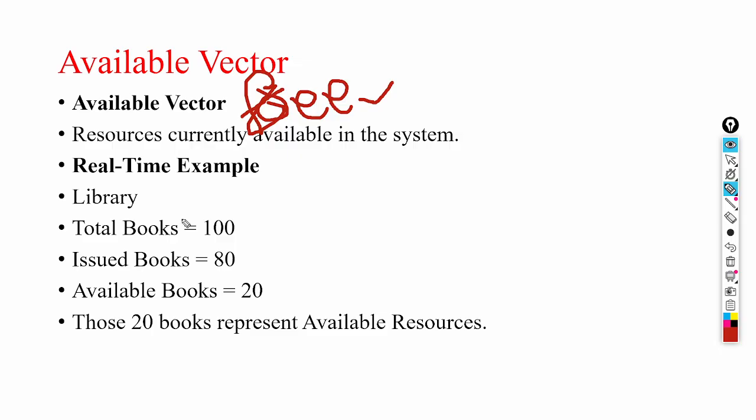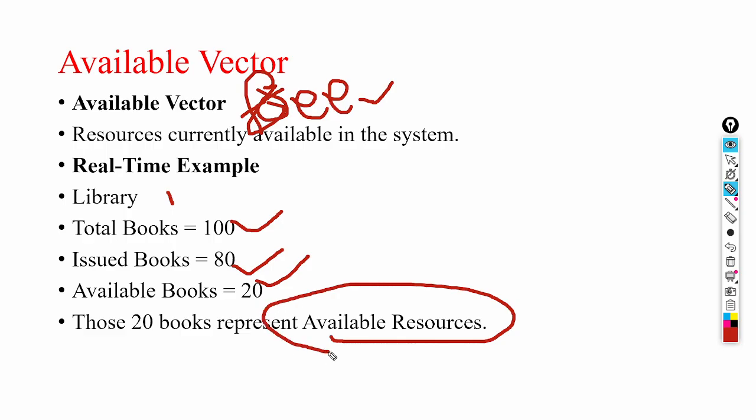For example, a library contains 100 books in total. Out of these, 80 books are already issued, and the remaining 20 books are available. Similarly, the available vector stores the number of resources that can be allocated immediately. Before granting a request, the operating system always checks the available vector. Okay.